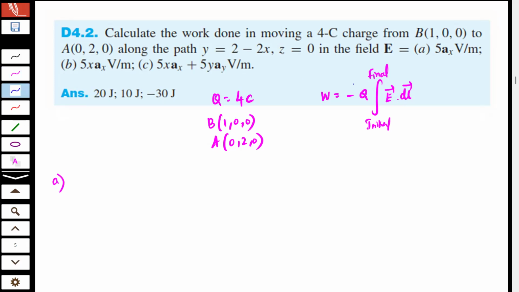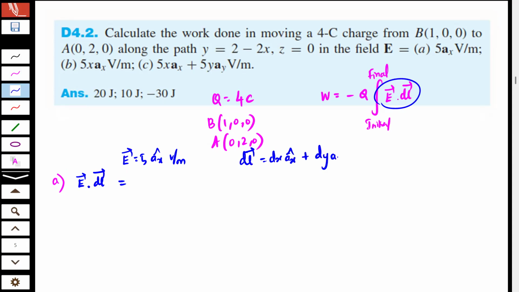First, let us find what E dot dl is in each case and then we can do the computation. In this case, E vector is 5 ax cap volt per meter. In rectangular system of coordinates, dl vector is dx ax cap plus dy ay cap plus dz az cap. We should now estimate the dot product, which is going to be 5 dx plus 0 plus 0.